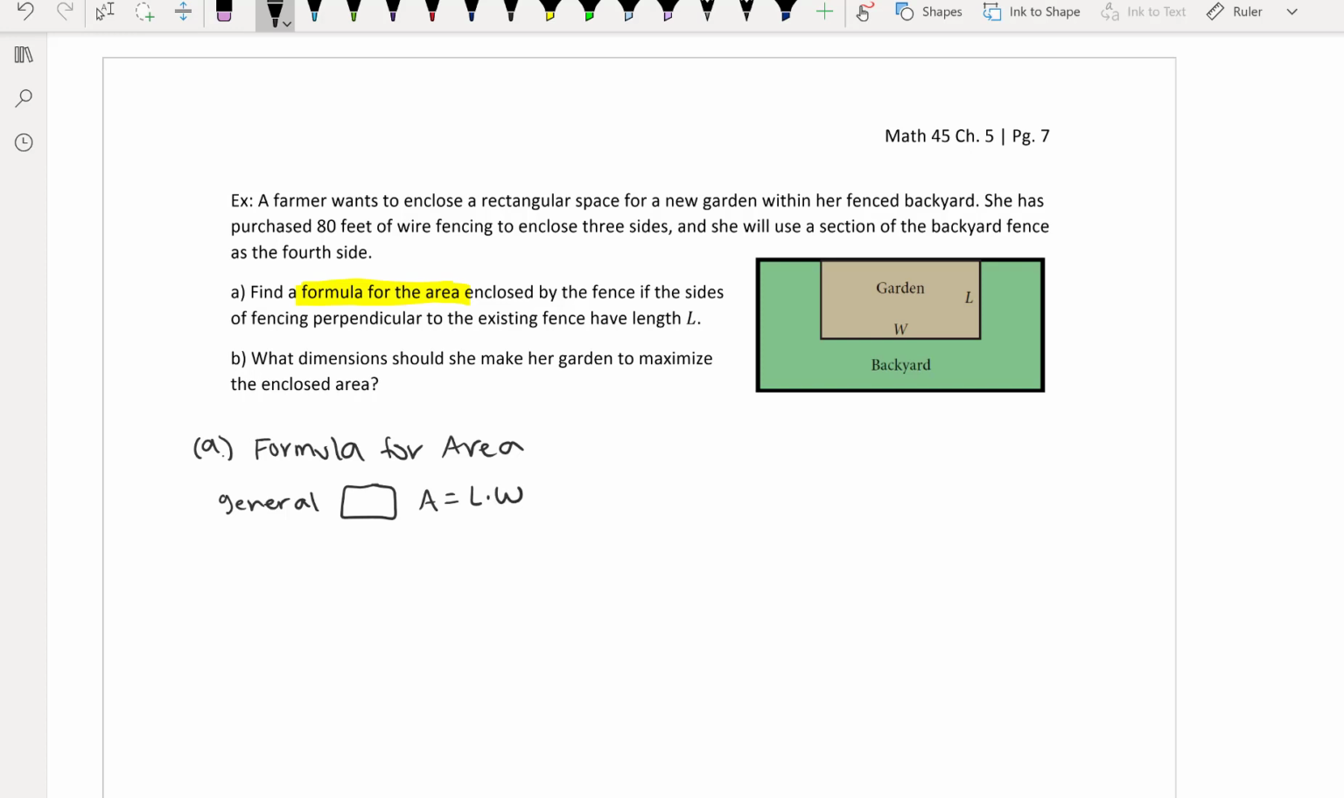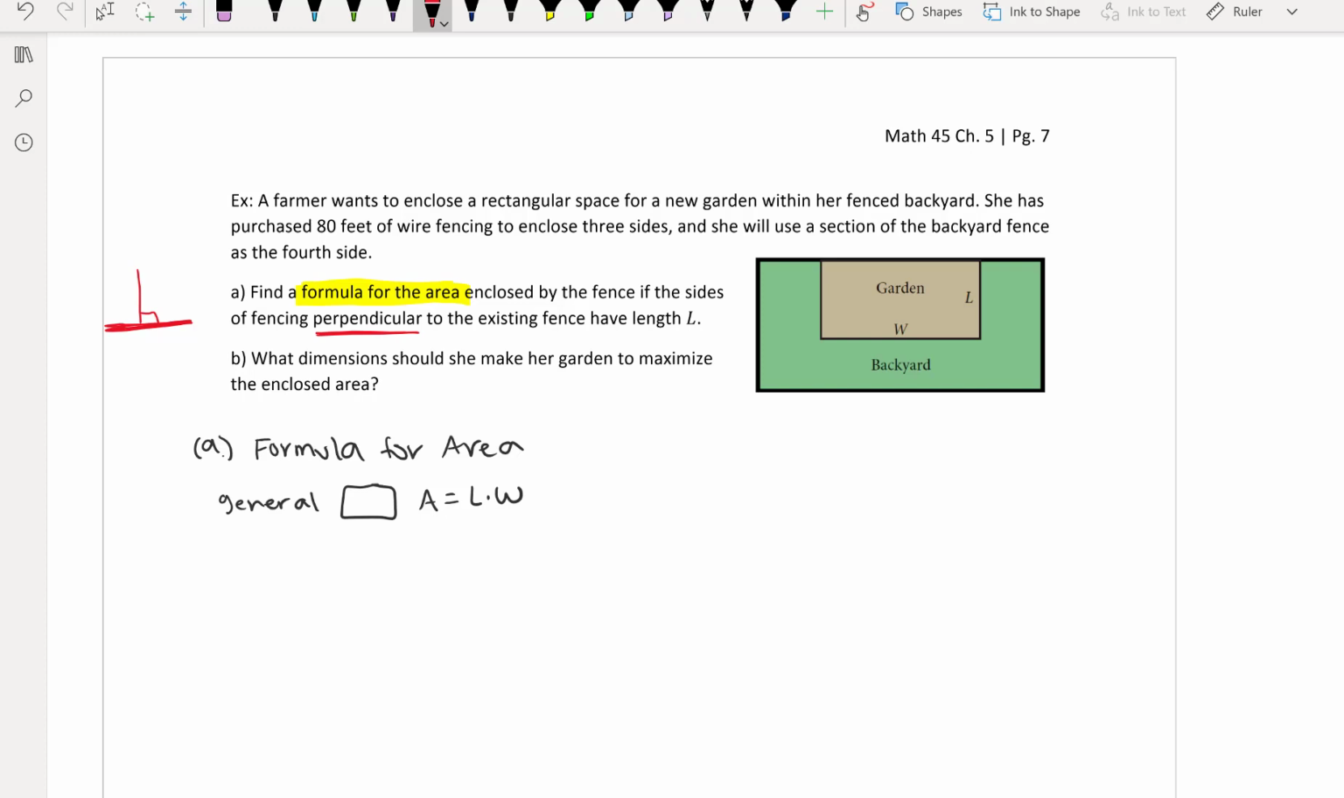Except for this particular problem, it's slightly different. It specifically says that I need to find the area of the fence if the sides of the fencing perpendicular to the existing fence have length L. So let's think about that for a minute. Hopefully you know what perpendicular means. Perpendicular means that it meets at a right angle, okay?